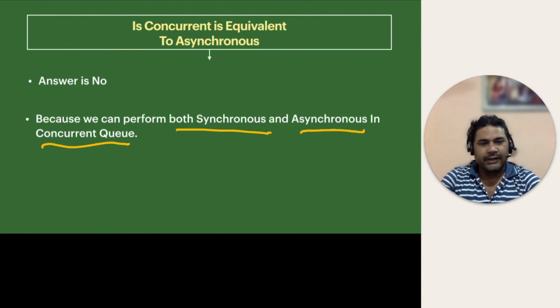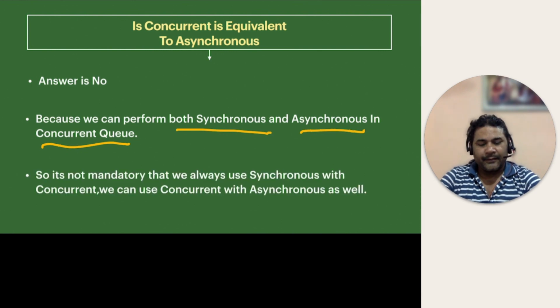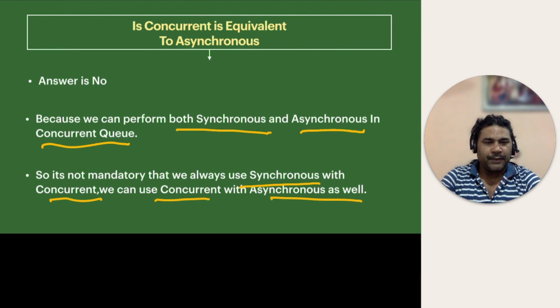Like in the serial queue, we are performing both operations, synchronous and asynchronous. In the same way, we can perform both operations, synchronous and asynchronous, in a concurrent queue. So it is not mandatory that we always use synchronous with concurrent, and we can use concurrent with asynchronous as well. In the previous lecture we also discussed the same point, that we can use both synchronous and asynchronous in a concurrent queue.